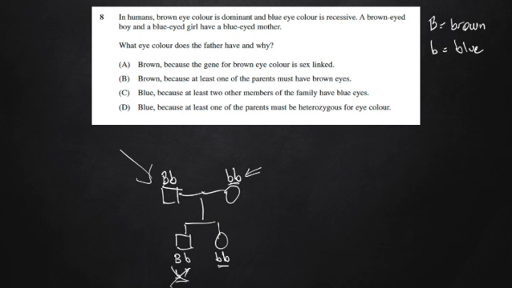B, brown, because at least one of the parents must have brown eyes. Yep, that looks good. So the father would have brown. C, blue, because at least two other members of the family have blue eyes. It doesn't really make any sense. And D, blue, because at least one of the parents must be heterozygous for eye color. Again, that doesn't really make sense either. So the most correct answer here is B in this case.